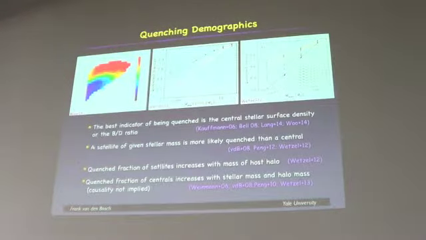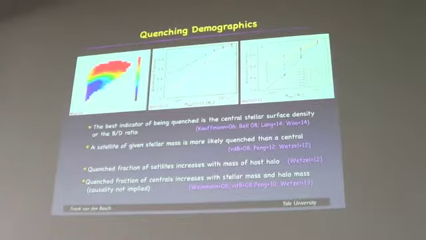So quenching demographics, there's been a lot of work. Basically, Sloan made it possible to do this with way better statistics than we had ever been able to do before. And a few things that we've learned from that is that the best indicator of being quenched, and I think most people now agree on that, is the central stellar surface density, or the bulge-to-disk ratio of a galaxy. This is from a paper by Joanne Wu, came out just a few weeks ago.